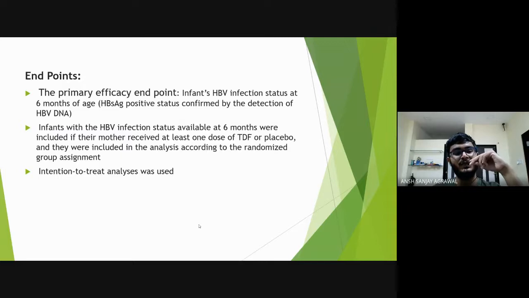Infants with HBV infection status available at 6 months were included if their mother received at least one dose of TDF or placebo, and they were included in the analysis according to the randomized group assignment. Intention to treat analysis was used. Basically, if some people discontinued the placebo or the TDF regimen, they were kept in that group till the end of the trial, and were analyzed according to that group and not shifted to another group.